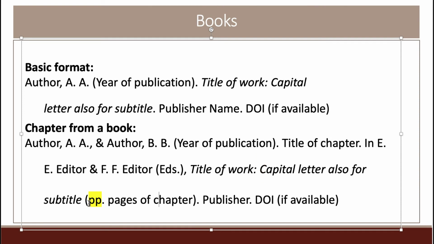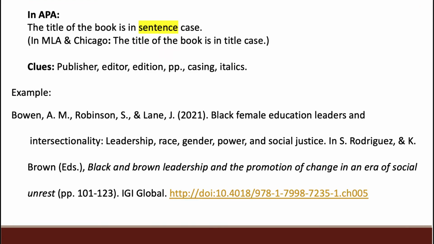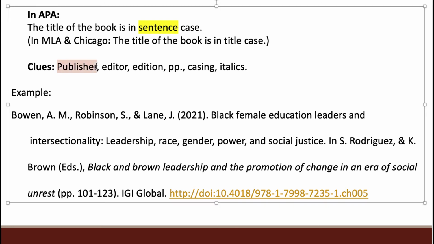Another distinguishing characteristic of a book chapter is that you will see pp. preceding the pages of a chapter. You'll also see a publisher. And so to recap, in APA style, the title of the book is in sentence case, and some ways to distinguish it from a journal article is in a book chapter, you will see publisher and editor. You'll see that p. or pp., and that lets you know that you're looking at a book chapter.